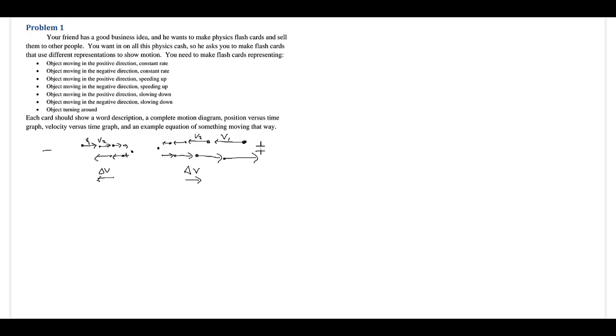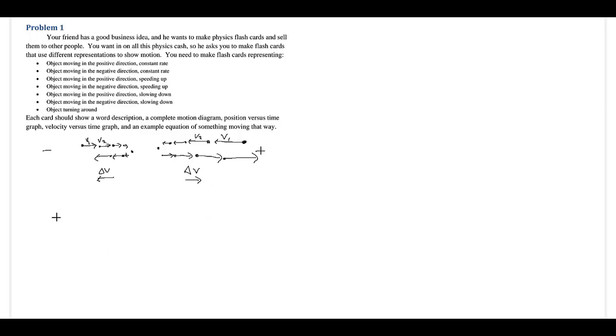So this would be something moving at first in the negative direction and turning around and then going in the positive direction. This one's something going in the positive direction, turning around and going in the negative direction. You may recognize this as the same motion as an object that is thrown into the air. And you'll notice that the delta V for both sides is going to be in the same direction. That's what causes it to turn around in the first place.